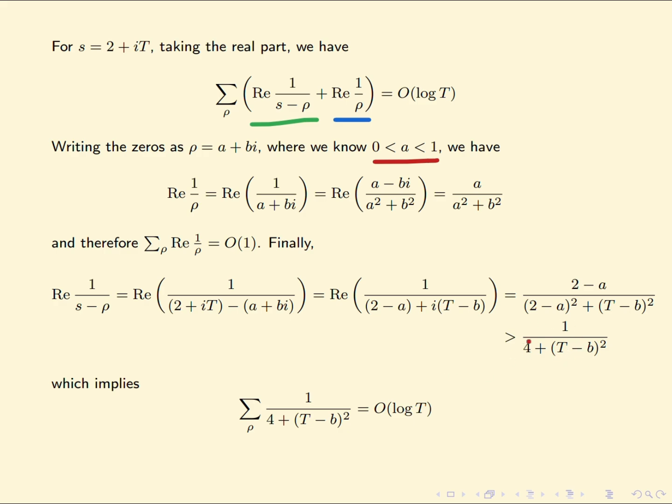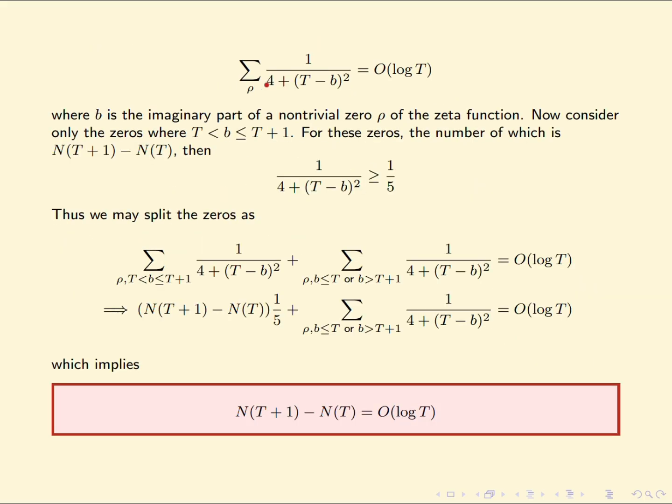And therefore, this thing is O of log of t, because this thing is the sum here. But I'm saying if this thing is O of 1 and this thing is O of log t, then this part has to be O of log t. So that's kind of what I'm saying down here. Okay, so this thing is O of log t.